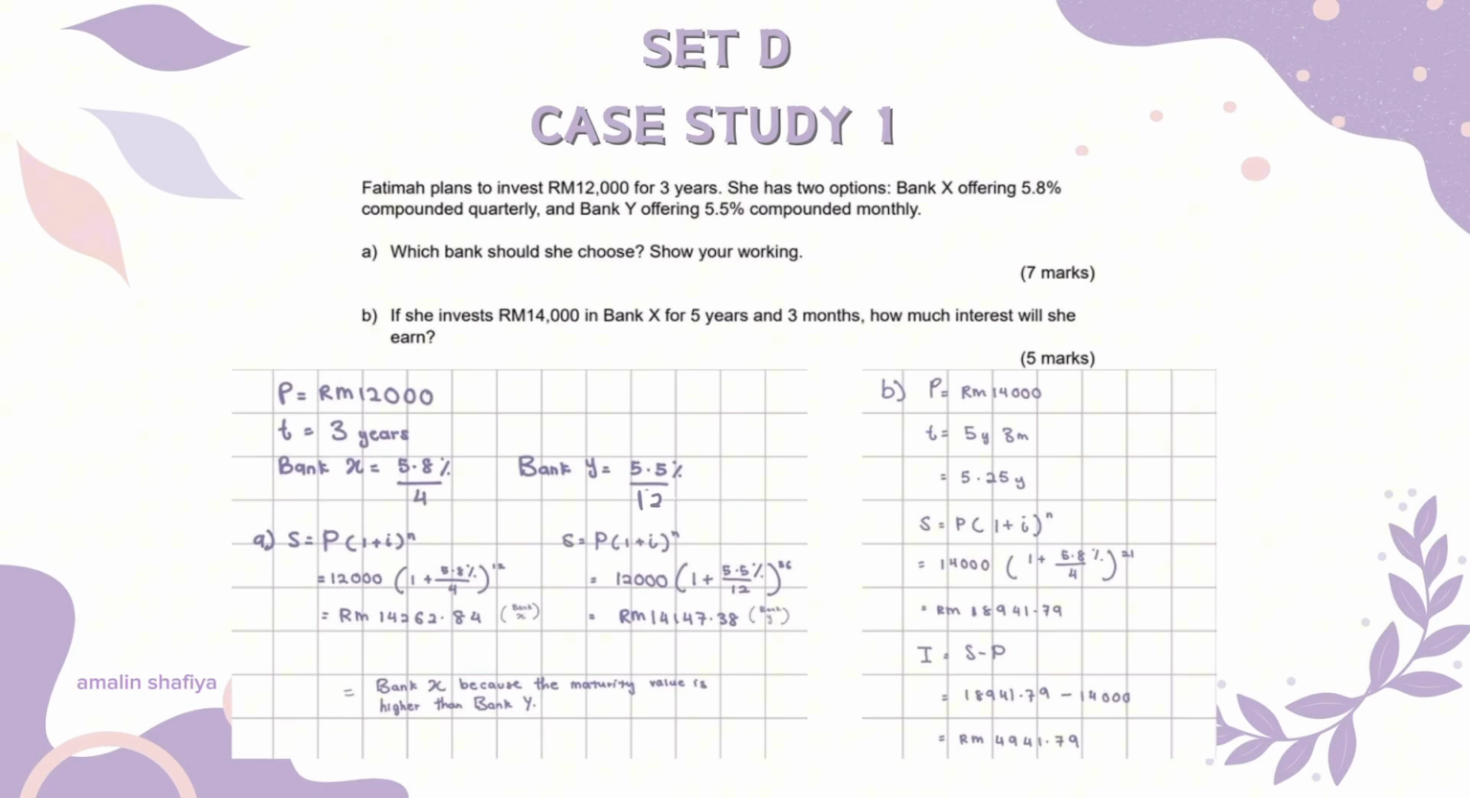Show your working. Here, we are using S equal to P, open bracket 1 plus i, close bracket with the power of n, because we are trying to find S. So P equal to 12,000 ringgit, T equals 3 years. Bank X offers 5.8% compounded quarterly and Bank Y offers 5.5% compounded monthly. For Bank X, it is S equal to 12,000, open bracket 1 plus 5.8% per 4, close bracket raised to the power of 12. And the answer would be 14,262 ringgit 84 cents.